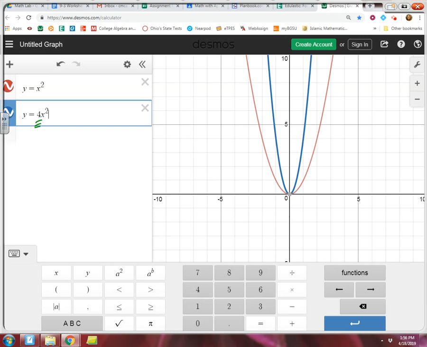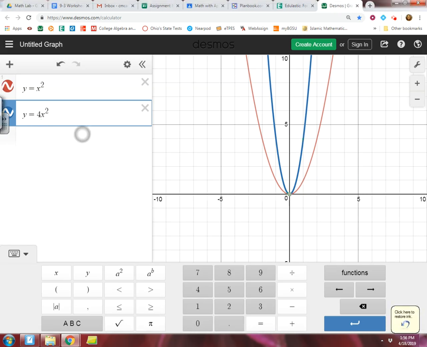Now, normally, for our parent function, for the next point, we go over 1 up 1. Yes? The red one is over 1 up 1. Look at the blue one. It's over 1 up 4 because of that 4. What if it was a 10? Does this make sense to everybody? What if it was a 2? Good? The bigger that number is, the skinnier it's going to get.